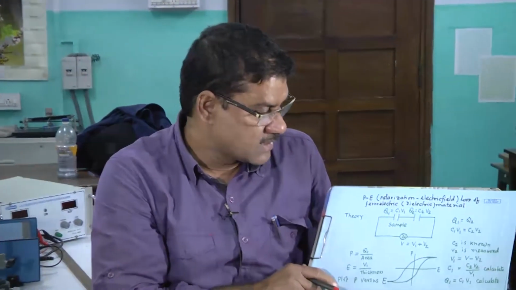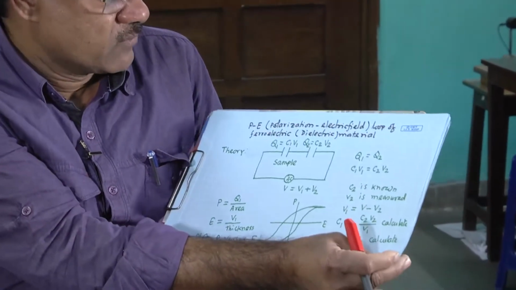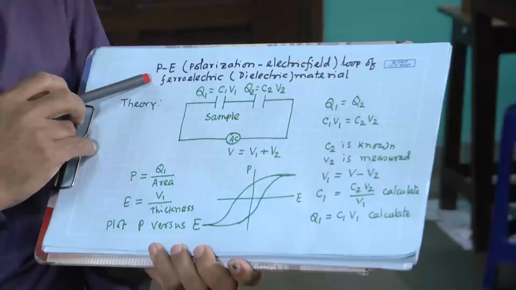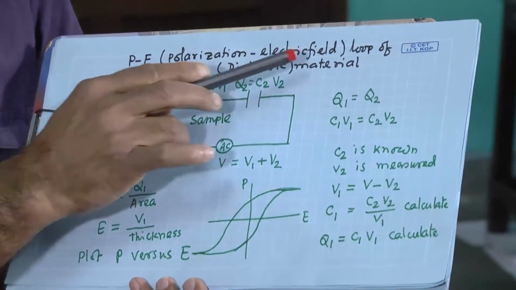Similarly, for ferroelectric material, the PE loop is the characteristic of ferroelectricism. So, this experiment will be demonstrated in our solid state physics laboratory. This is the process, the technique we will use for the PE loop of ferroelectric material.